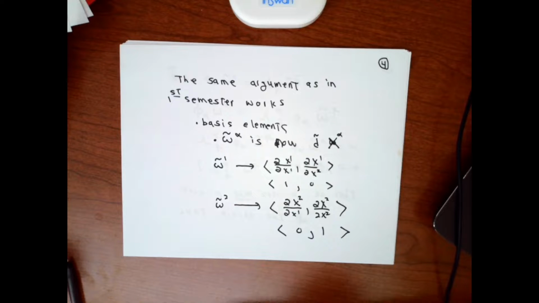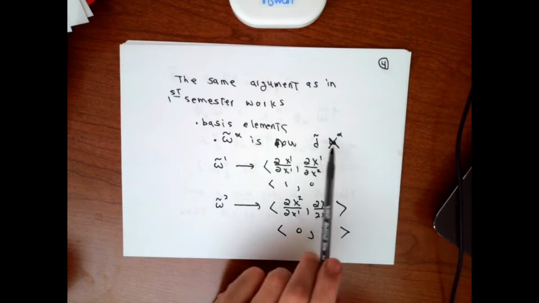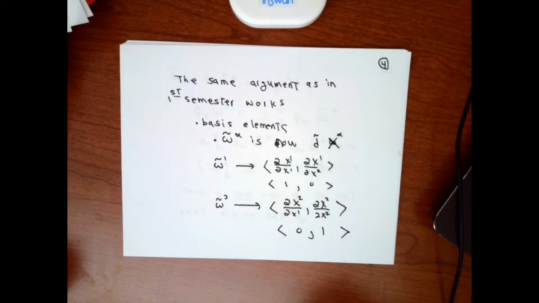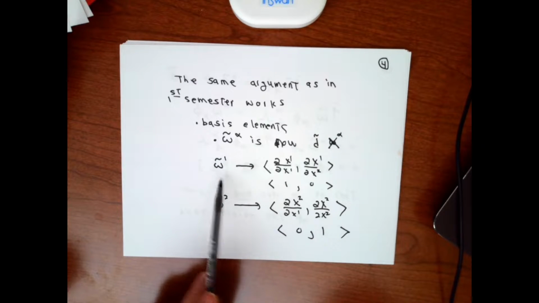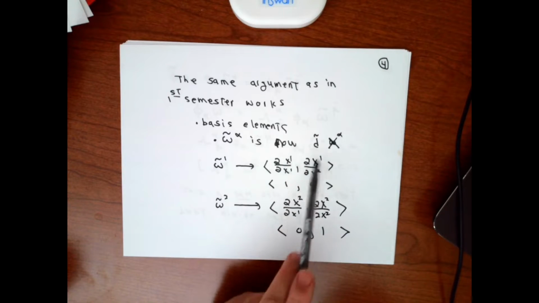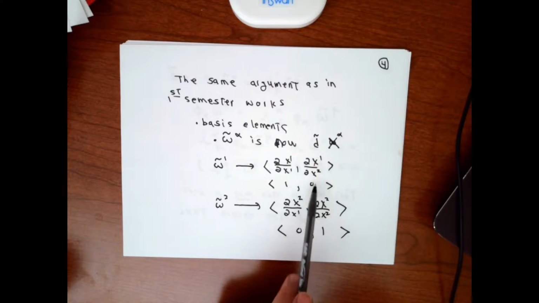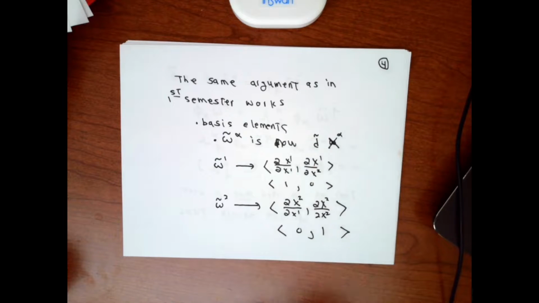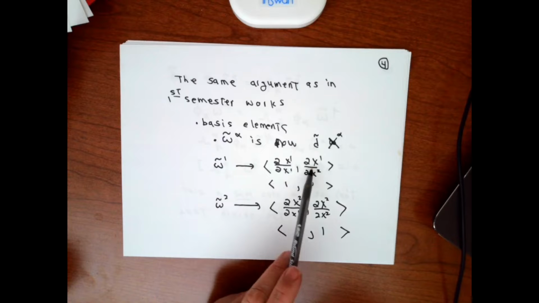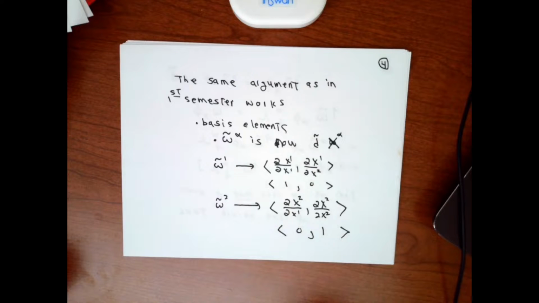Likewise, we will construct a basis for the space of all one forms. Omega tilde alpha is going to be the gradient of the function x number alpha. So omega tilde 1 will have components partial of x1 with respect to x1, partial of x1 with respect to x2. x1 and x2 are independent variables, though, so this number works out to be 1. This number works out to be 0.